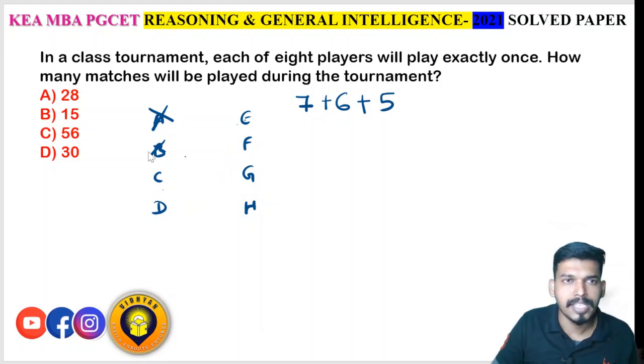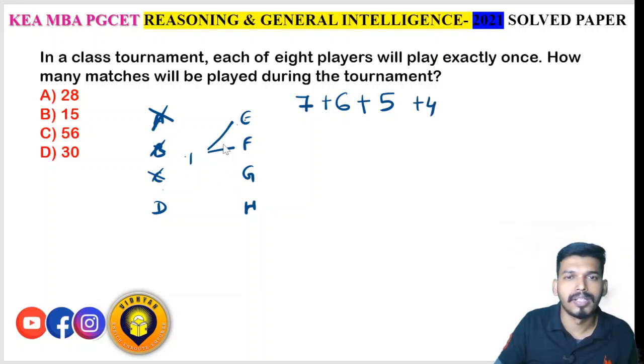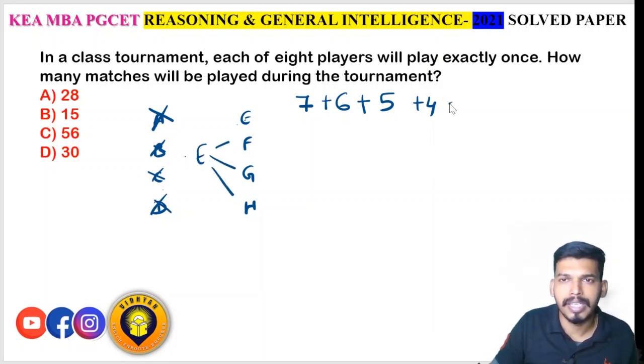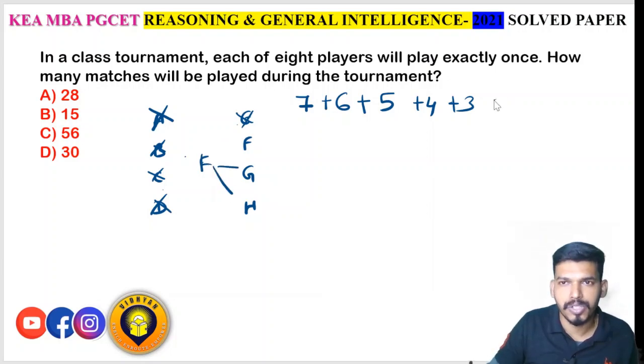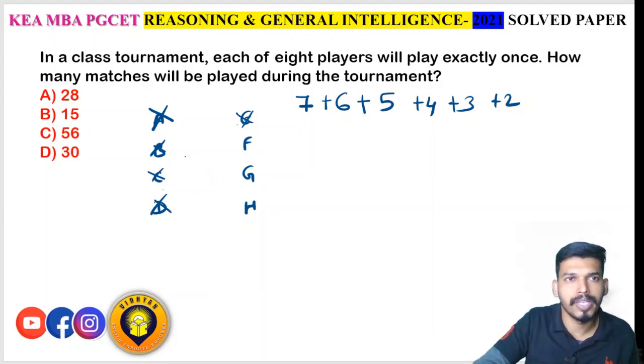Similarly, now C has played with all of them. Let us take D. D will play with E, F, G, H, that is plus 4. Correct? So now D has finished. Let us take E. E will play with F, G, H, 3 games. So E has also played with everyone now. Now let us take F. So F means G and H, plus 2. So F also finished all the games.